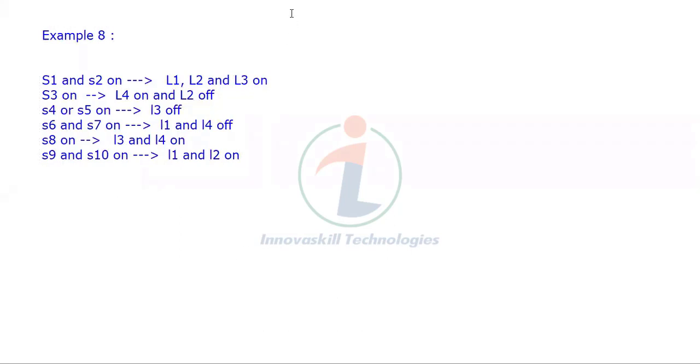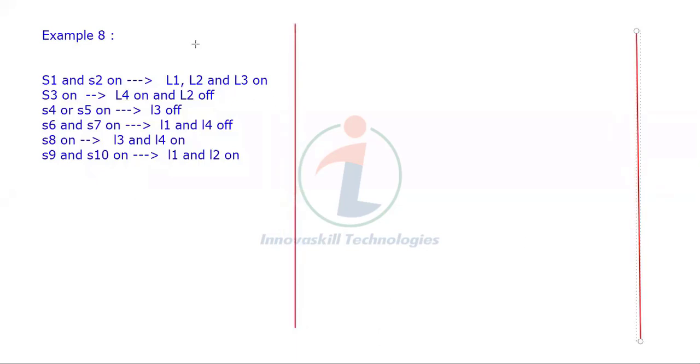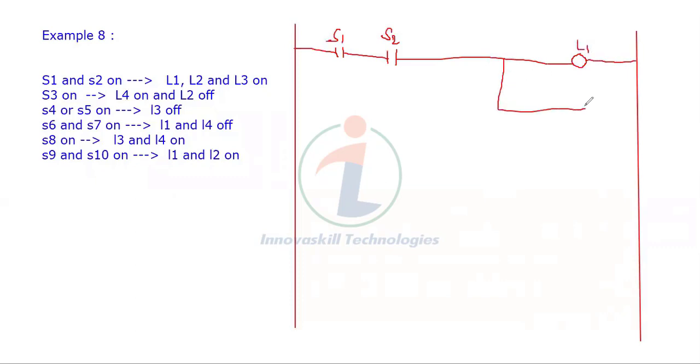So the first condition is, if switch 1 and switch 2 on, L1, L2, L3 are on. Switch 1 and switch 2 on, L1, L2 and L3. All the three things are activated.